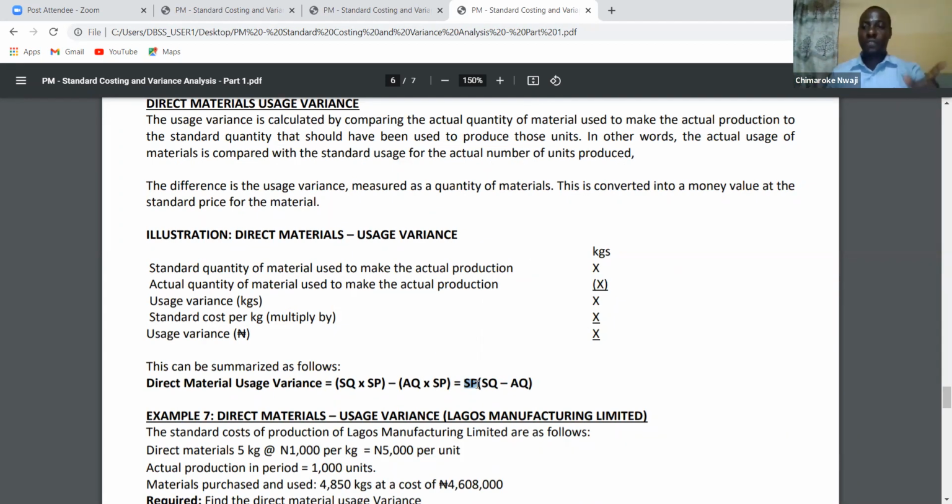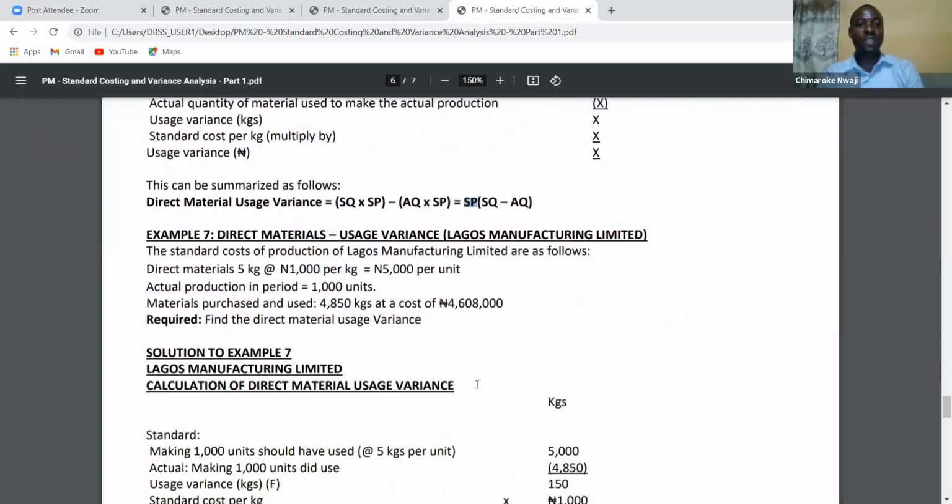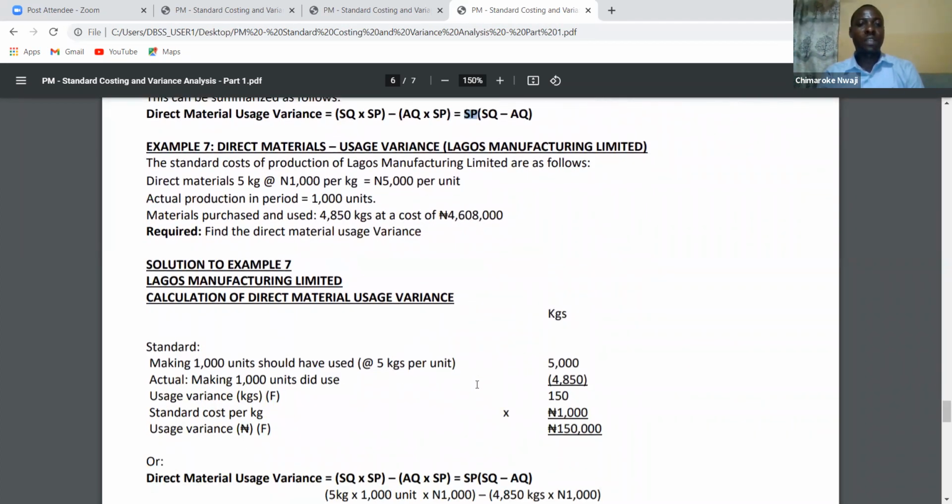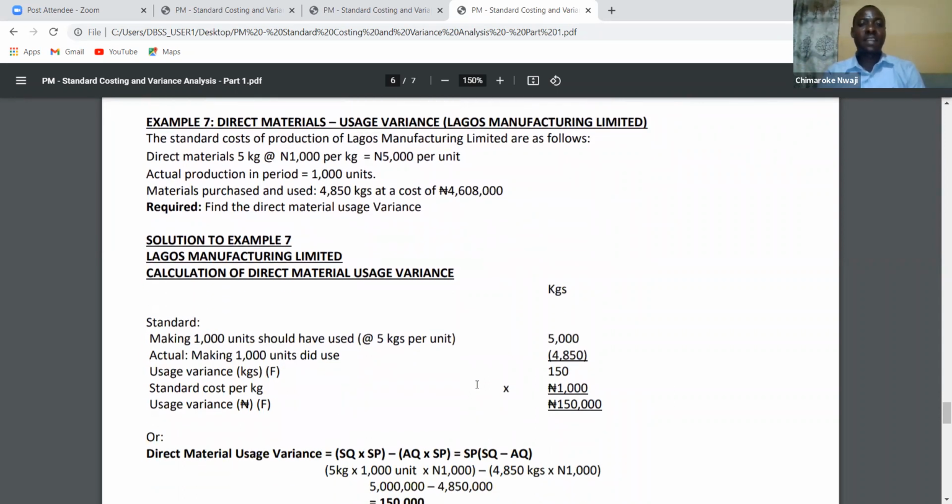So quantity, think of actual. Price, think of standard. Let's go to illustration 7, which is the final example we're going to be looking at. Given the same thing that we got in example 5 and 6, we are told to look for the direct material usage variance. So we start again.